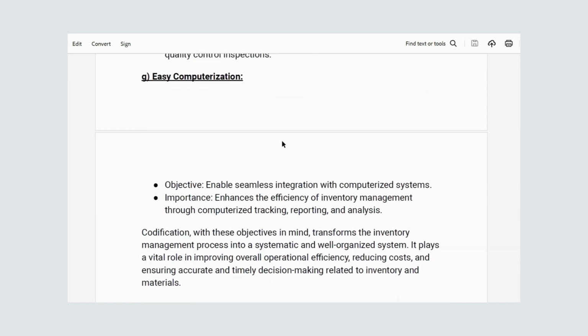Easy computerization: we can say that codification enables seamless integration with computerized systems. It helps in enhancing the efficiency of inventory management. Whenever you hear about codification, just think about inventory management, okay? With this objective in mind, codification can transform the inventory management process into a systematic and well-organized system, and it plays a vital role in improving the overall operational efficiency by reducing cost and ensuring accurate and timely decision making related to inventory and materials. So when you hear the question on codification, think about the inventory management process, and then write the answer accordingly.